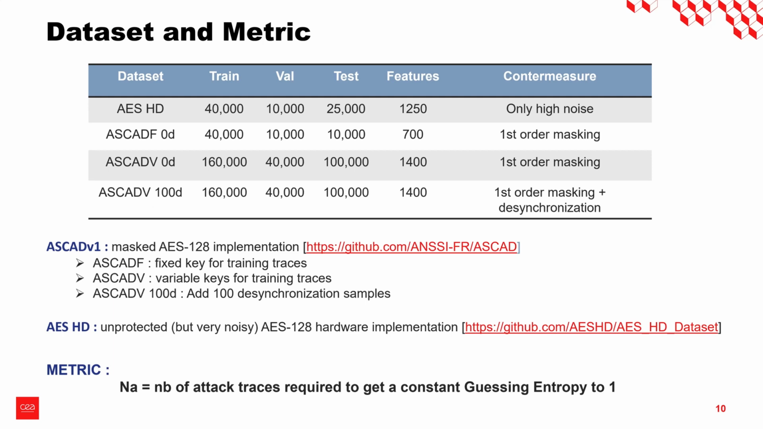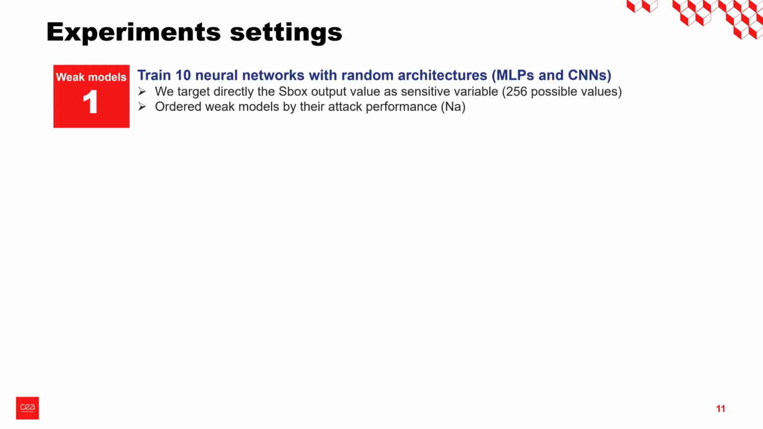Concerning the metric used in this work to evaluate our weak models and ensemble models, we essentially use the number of attack traces required to get a guessing entropy constant at 1, which will be denoted NA during our experiments. So to describe our experiment settings, in order to evaluate bagging and stacking ensembles, we first train for each dataset 10 neural networks, including MLP and CNN with random architectures. We always target one SBox output as the sensitive value, which may assume 256 possible values.